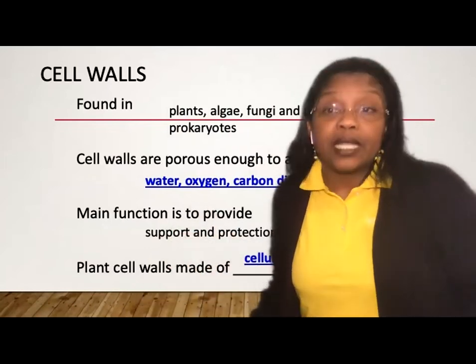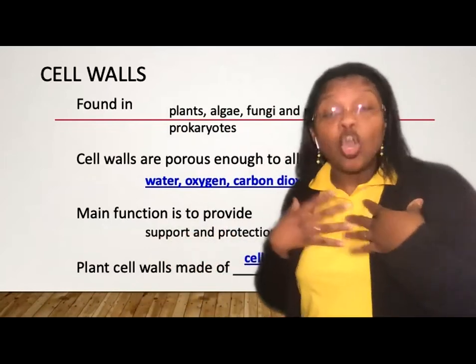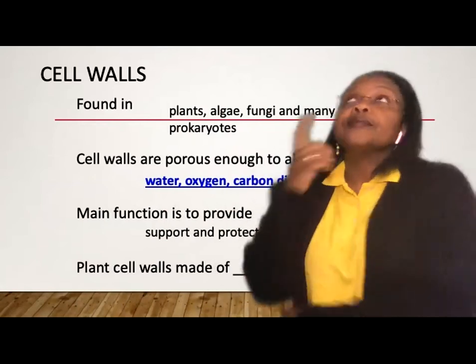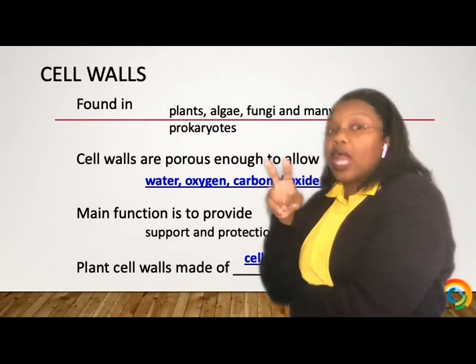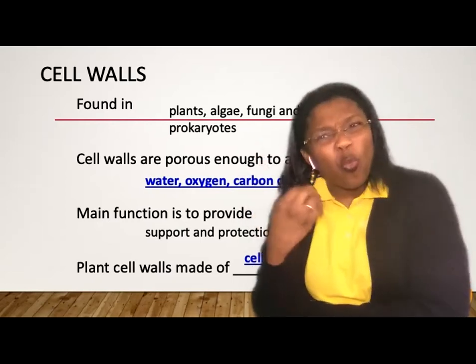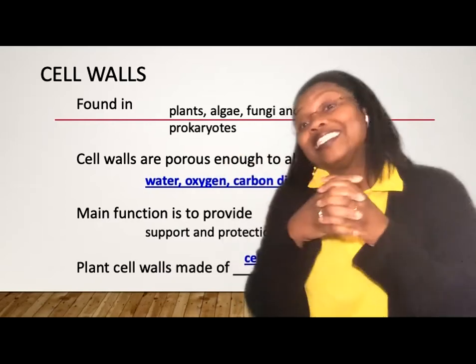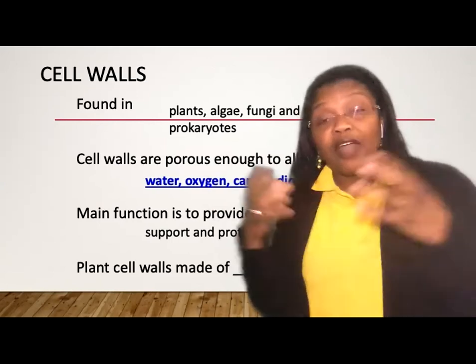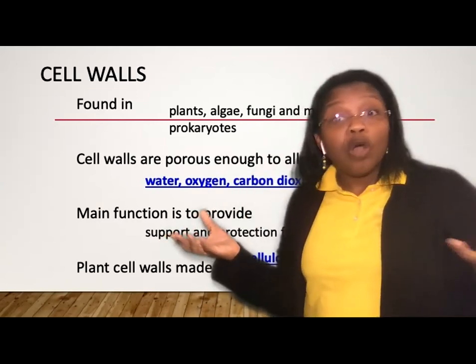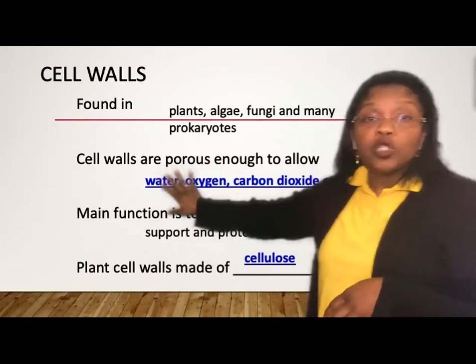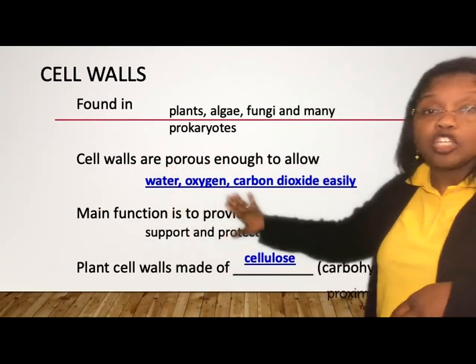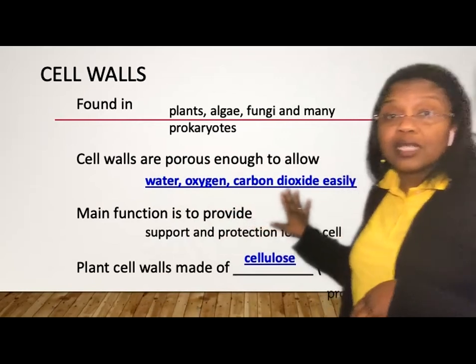Well, what are some things I'm going to need? If I'm a plant, what does a plant need to live? I need water. I need carbon dioxide. How am I going to get water and carbon dioxide into my cells if I have a cell wall? Well, there's going to have to be some sort of opening. Okay, so there are openings. Those openings will allow things like water, oxygen, and carbon dioxide to go through.